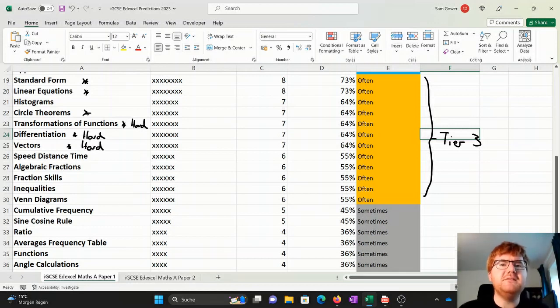When you're going through this particular revision, we've got our different tiers of topics, but you also do need to consider which are the harder topics and which are the easier topics as you order your revision.